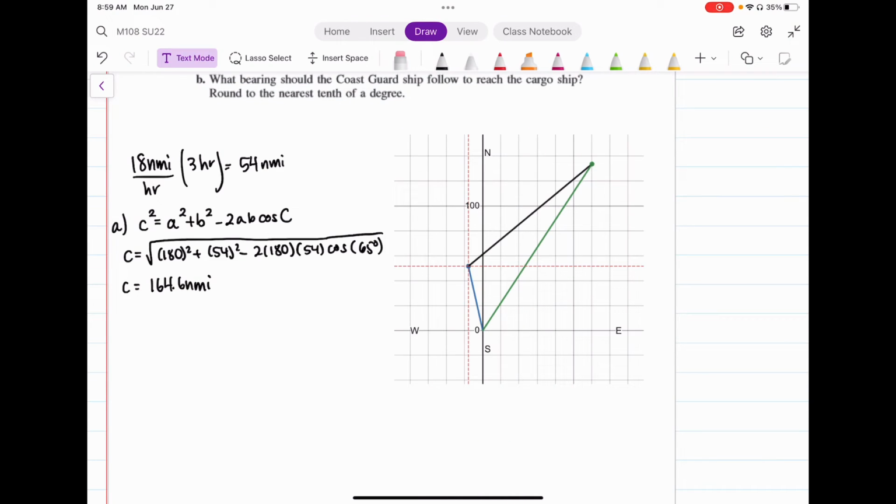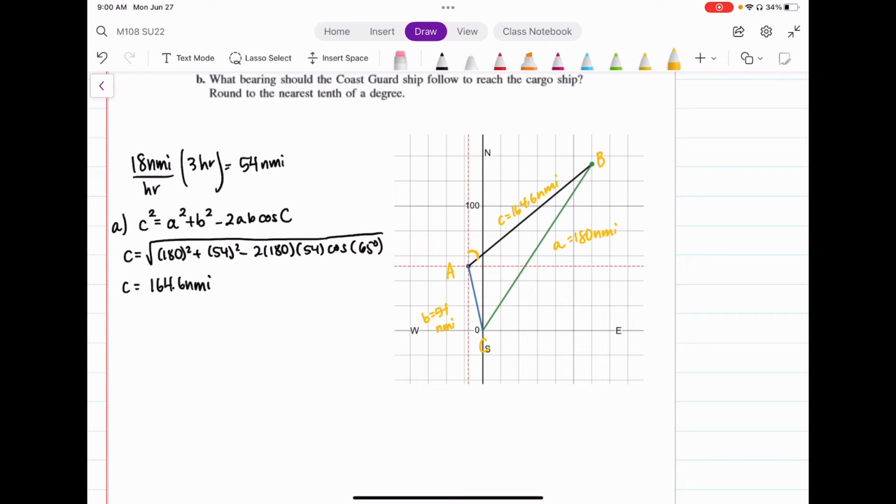Labeling the information that we have again. The bearing that we are asked to calculate is going to be from the black line to the new north-south line that is the red dotted line. That's going to be this angle right here.